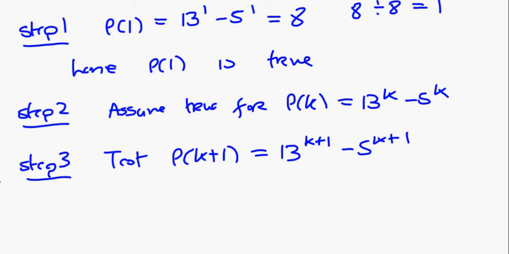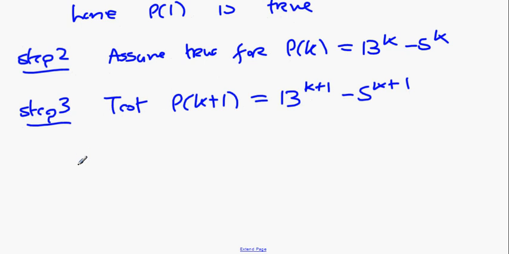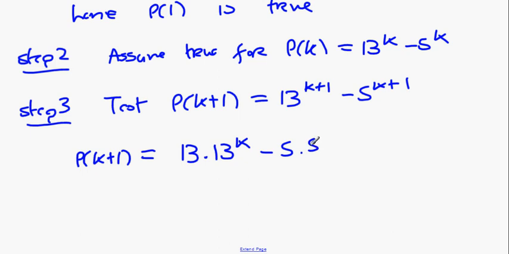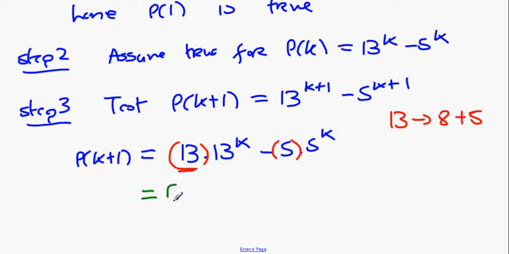So what we're going to do here, guys, is convert this P of k plus 1 into 13 times 13 to the power of k, and then the other part is going to be minus 5 times 5 to the power of k. Now what you always do is you break the bigger number, the bigger coefficient if you will, into the smaller coefficients. So we're going to break 13 up into 8 plus 5. Okay? So what happens here, we're going to get 8 plus 5, times 13 to the power of k, minus 5 times 5 to the power of k.